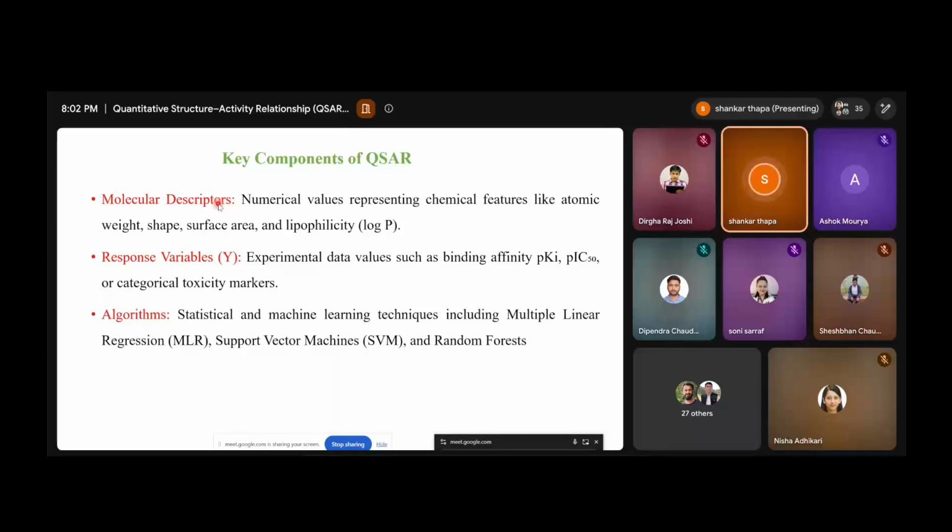At the same time, there can be quantum properties like HOMO, the highest occupied molecular orbital, or LUMO, the lowest unoccupied molecular orbital. These things also play a big role in the biological activity of that particular compound. So when we represent them in numerical values, we can say they are molecular descriptors. Where do we get the molecular descriptors from? From our dataset, the dataset of compounds whose activity is known, we get these values.